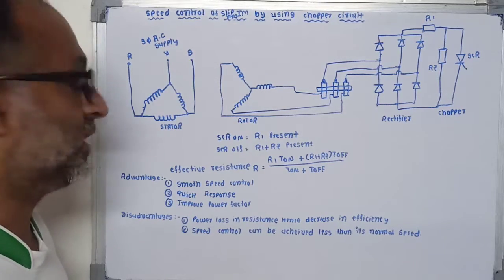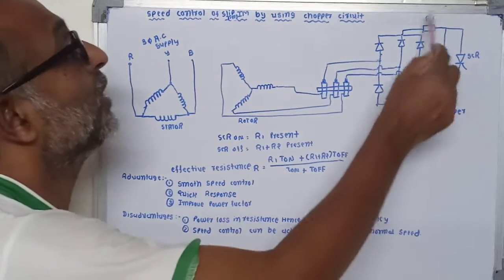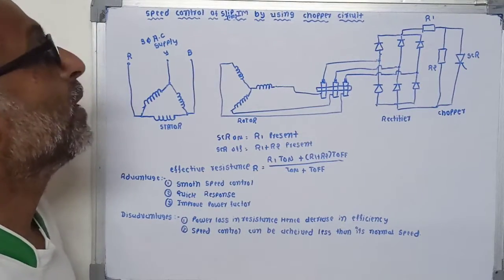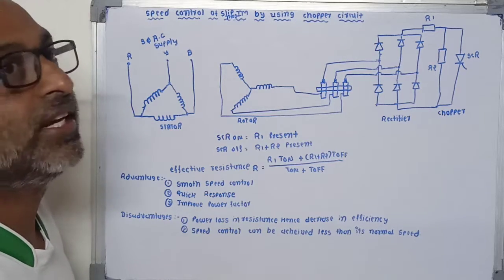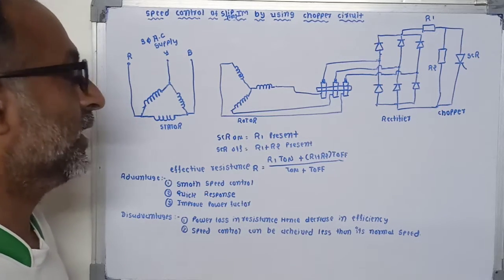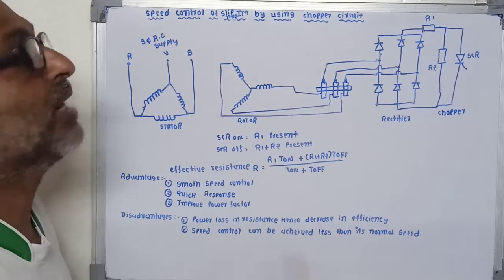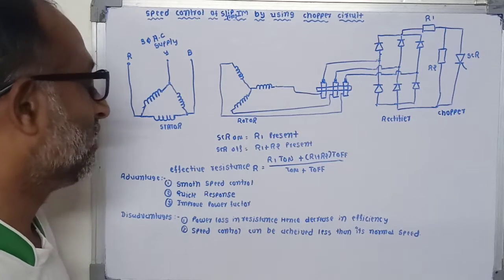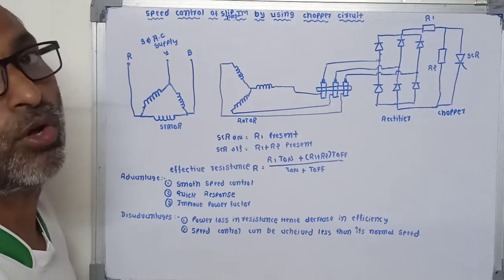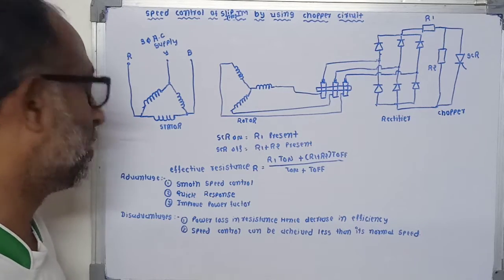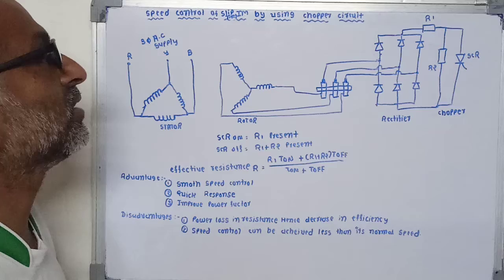Now there are some disadvantages, because here we are using resistance in the rotor circuit. When current passes through this resistance, some power loss occurs, which will decrease the efficiency of this motor. Second, the speed control can be achieved only below its normal speed. It is also an important disadvantage of this method.